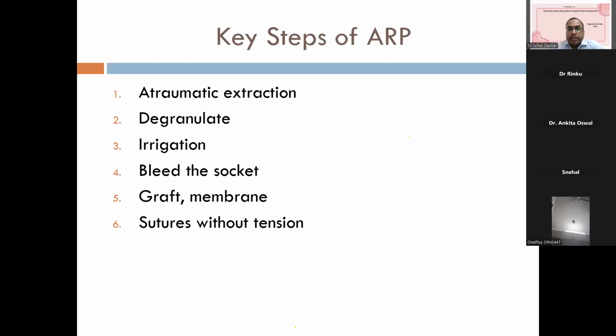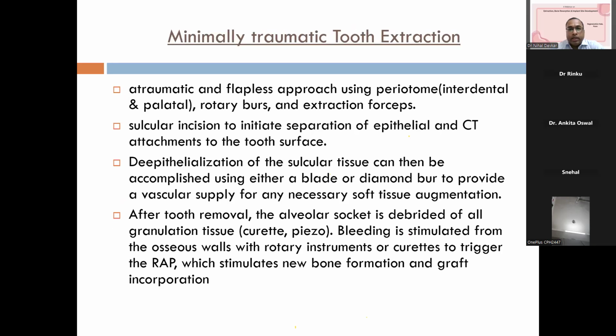Let's go through briefly the key steps of this socket grafting or ridge preservation. The first one is that you want to extract the tooth atraumatically. You need to degranulate and irrigate the socket. If possible, bleed the socket, graft it, close it with a membrane, and suture it without any tension. Let's go to the first part, that is minimally traumatic tooth extraction. The most important criterion is a minimally traumatic and flapless approach, using different instruments like periotomes, and if possible, luxators.